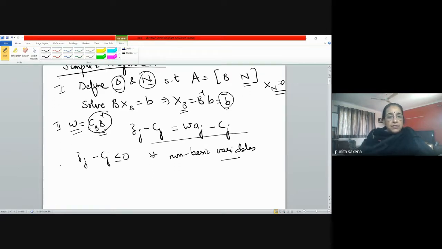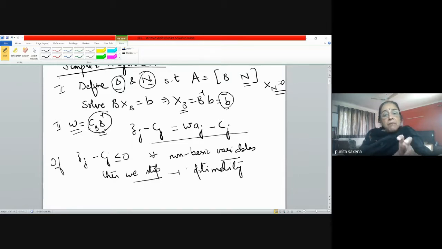Now, if this happens, then we stop, because we have reached optimality, in the sense that we conclude that the current solution is an optimal solution. But if zj minus cj is more than 0 for some or all non-basic variables, then that becomes your step number 2. You can choose this as step number 2 only, because I'm following the same steps as given in the book. If not, then what do we do?